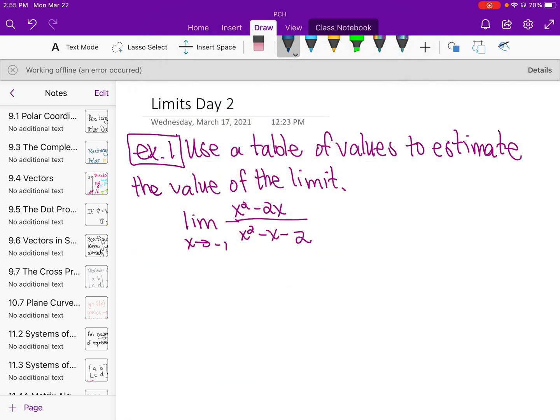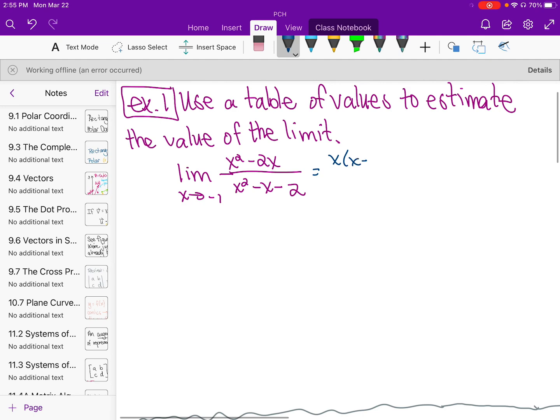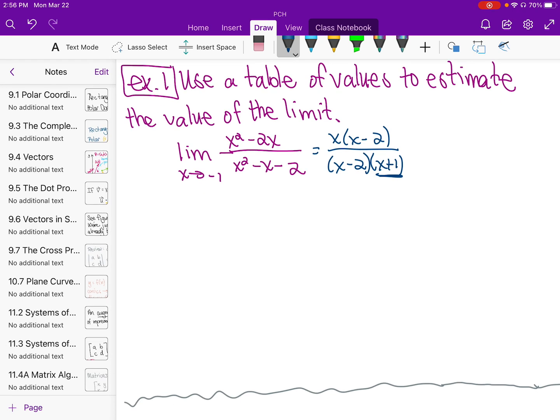So use the table of values to estimate the value of the limit. So it's asking me to evaluate the limit as x approaches -1. And we can see on this problem that x equals -1 is a place that makes the function undefined, right? So let's look, I'm going to do the tables separately. So I want to approach -1 from the left and from the right. So let's look at what that means.